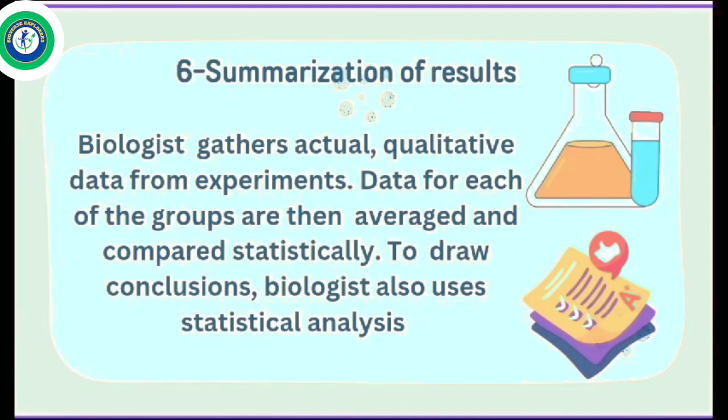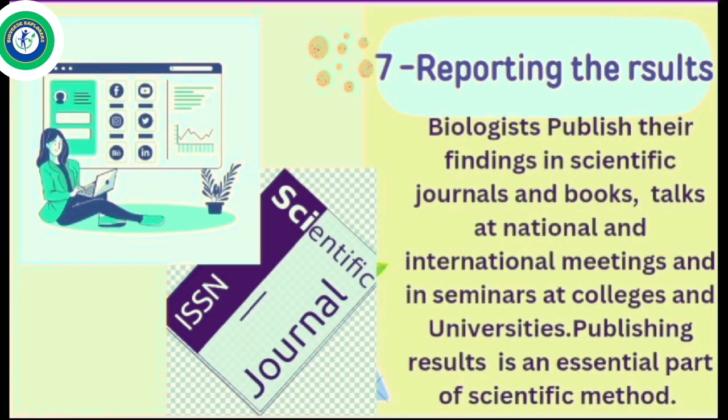Number 6. Summarization of results. The biologists gather actual quantitative data from experiments. The data for each of the groups are then averaged and compared statistically. To draw conclusions, biologists also use statistical analysis.